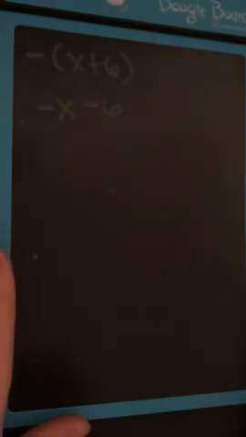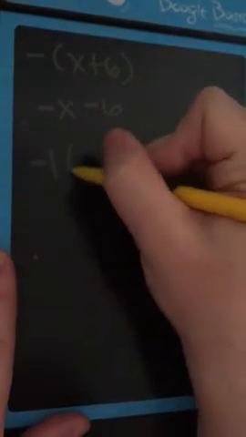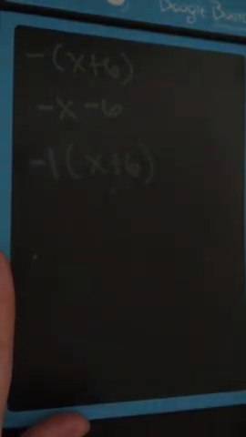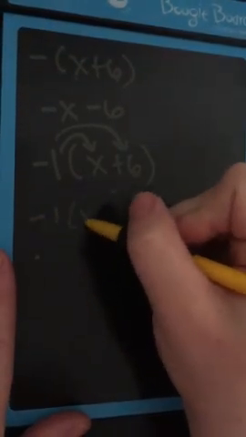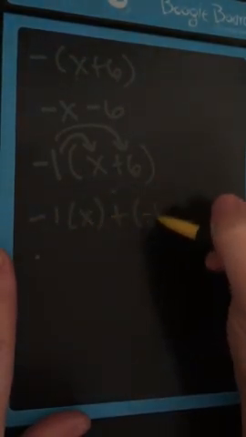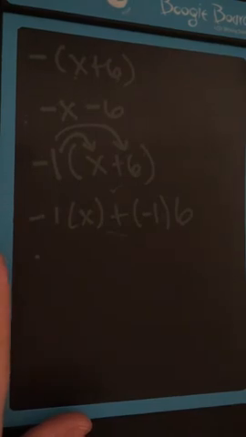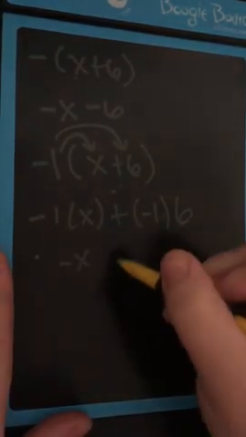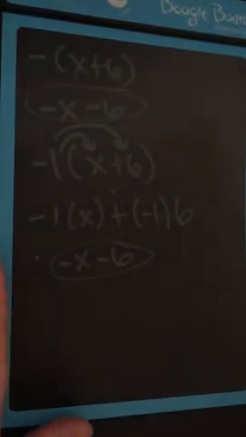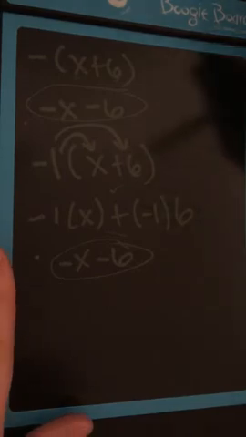But there's another way you can think about this, because there's an implied 1 out there. And this implied 1, we can distribute the whole thing. So then we end up with negative 1 times x plus negative 1 times 6. And we get negative 1 times x is negative x, and negative 1 times 6 is negative 6. So we come to the same conclusion no matter which way we do it, it's going to be the same.